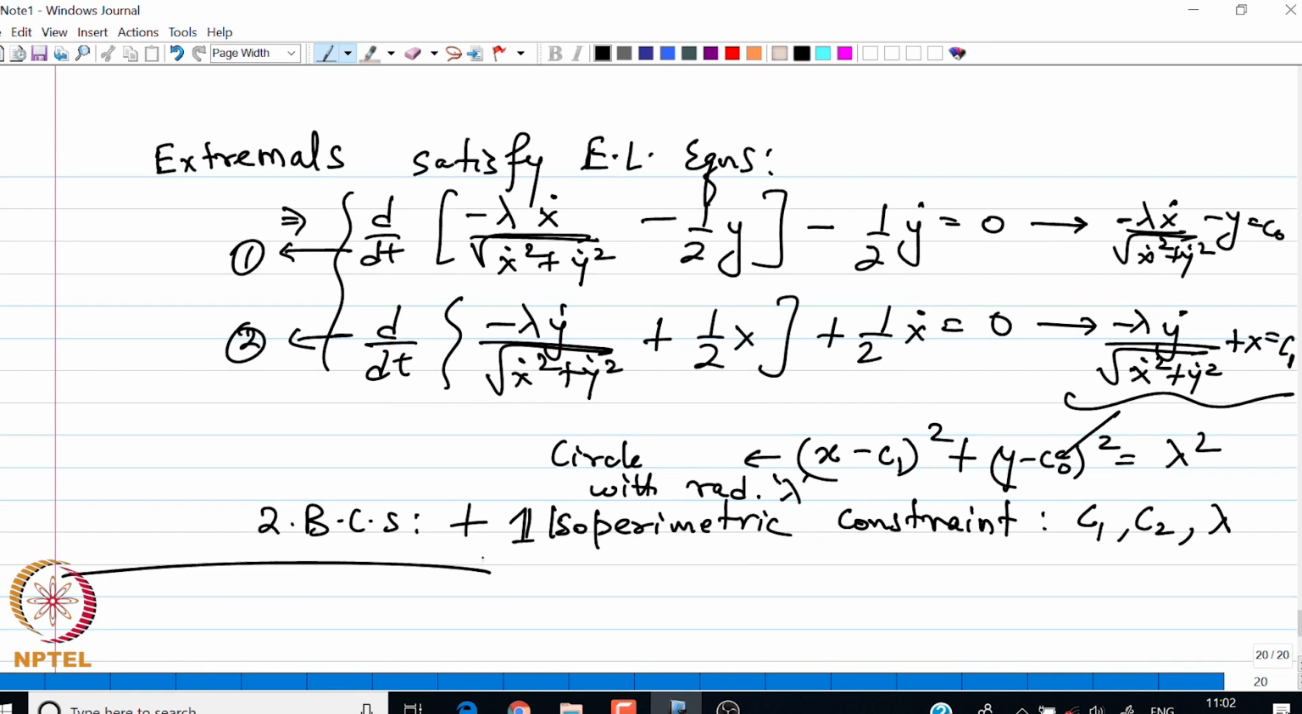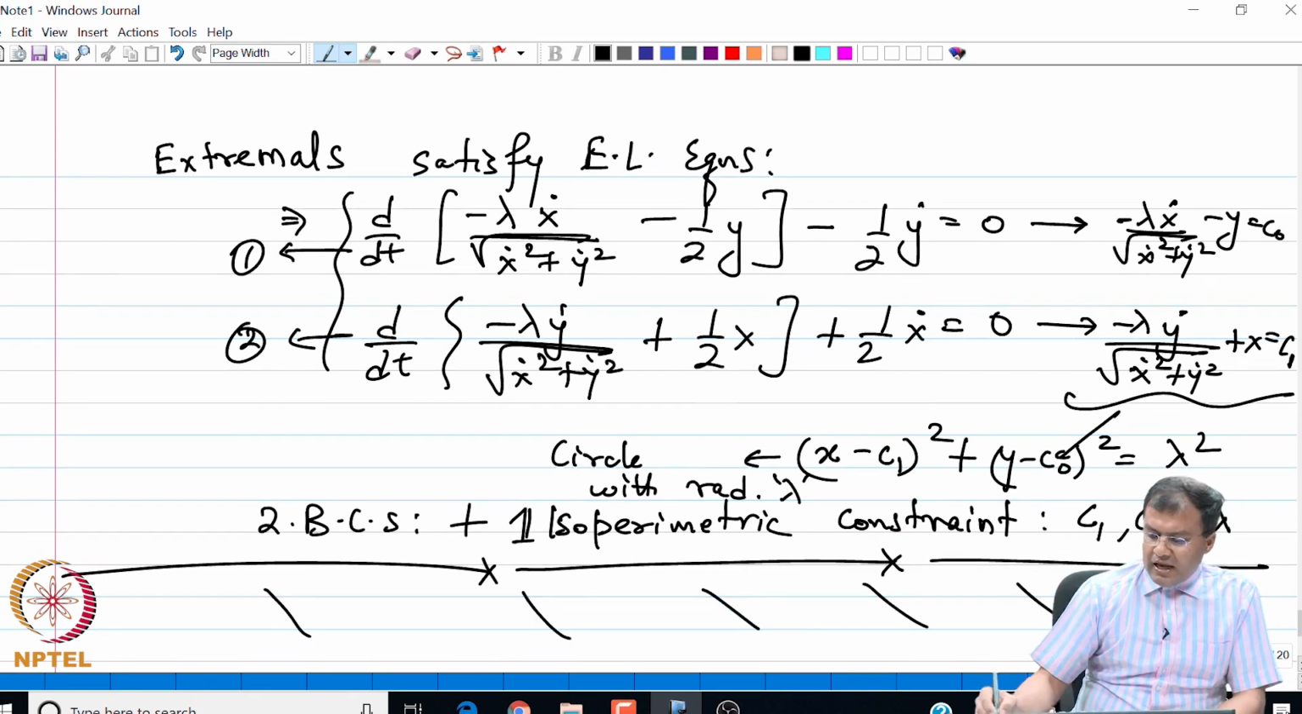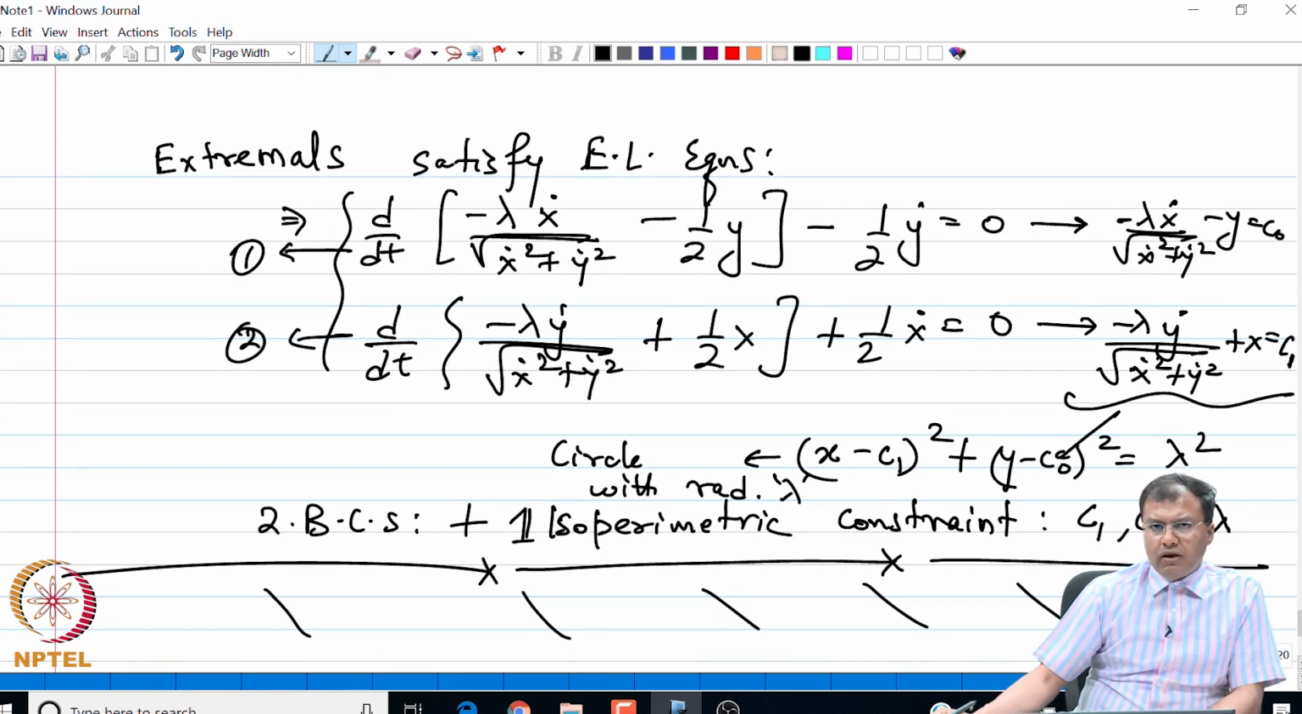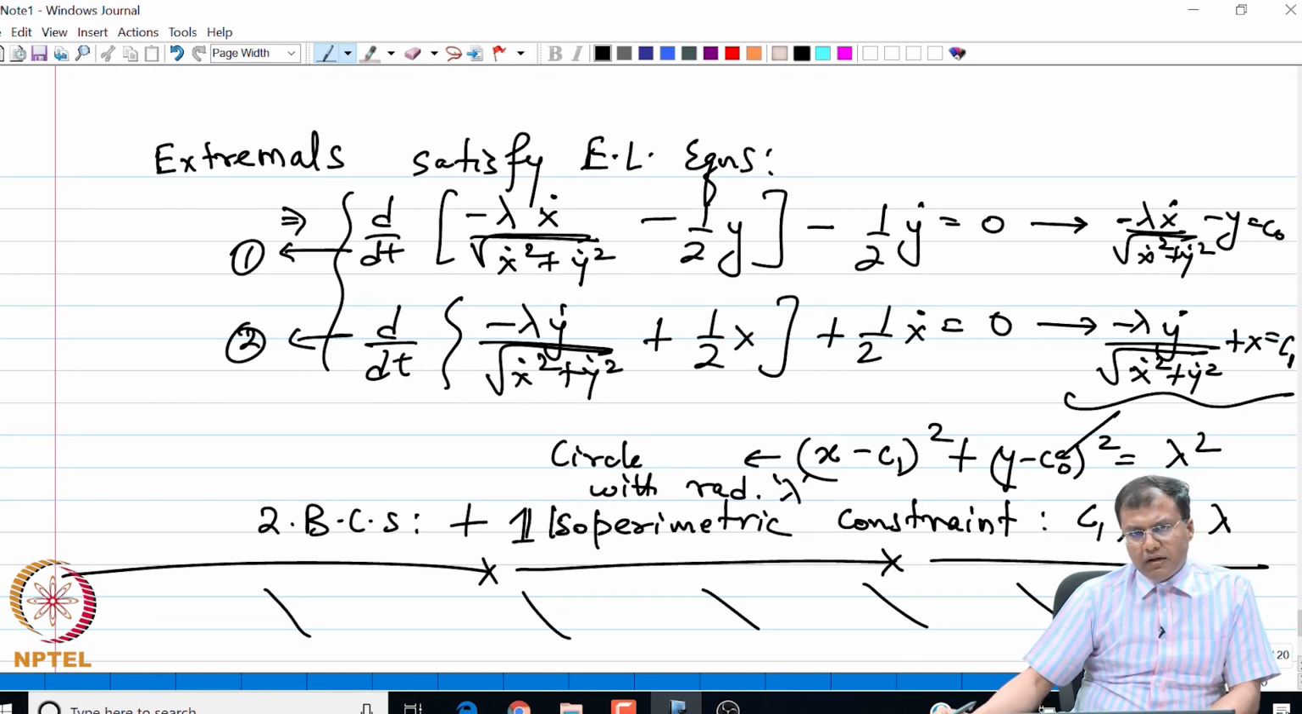So, I end my discussion at this point, and in the next lecture I am going to talk about the situation where we deal with constraints of the form which are algebraic or holonomic constraints as well as non-algebraic or differential or non-holonomic constraints.